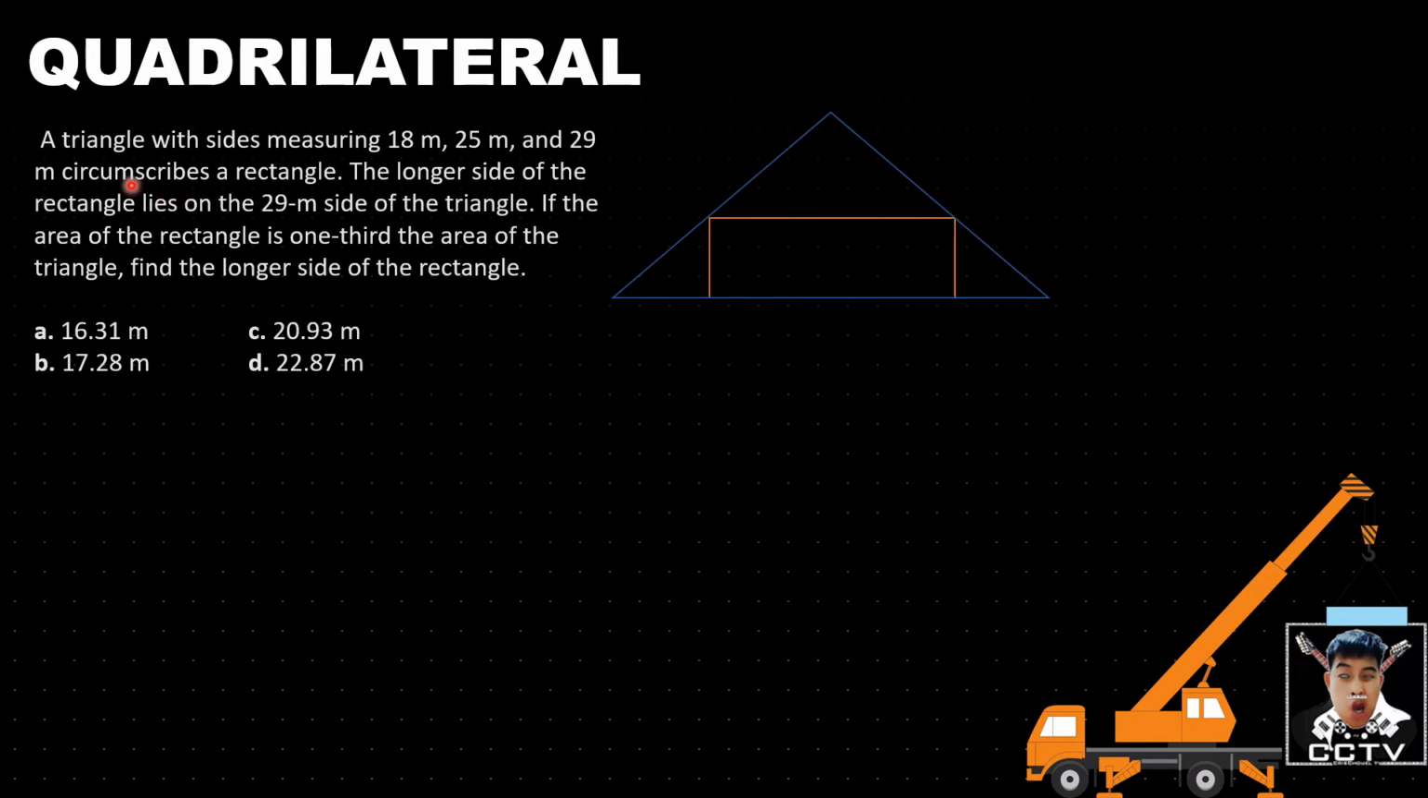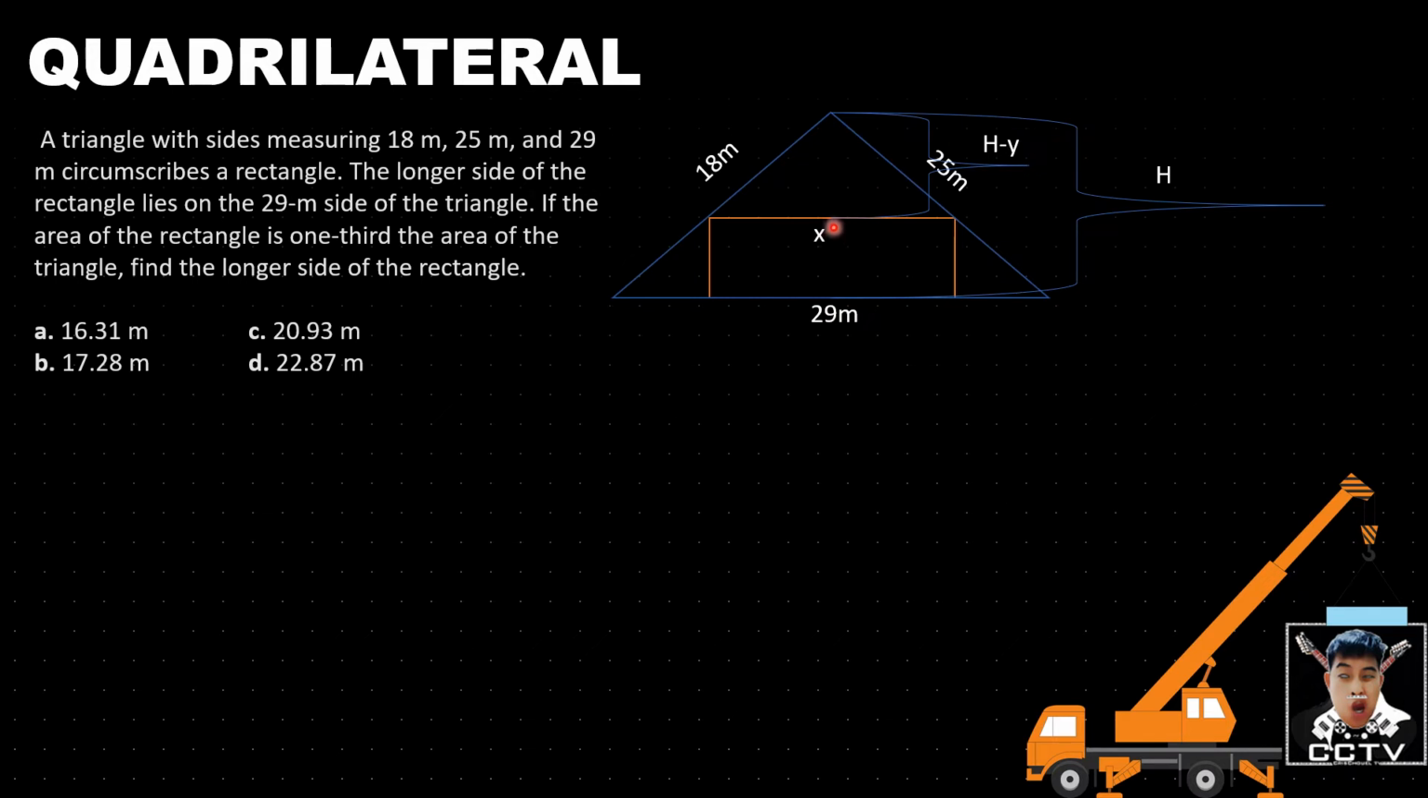At circumscribe niya is a rectangle. 29 meters, 18, and 25. Sabi dito, the longer side of the rectangle lies on the 29-meter side of the triangle. Ito nga. Kaya alam natin kung paano natin nilagay yung rectangle. And sabihin natin x yung length ng rectangle. H naman yung height ng triangle.